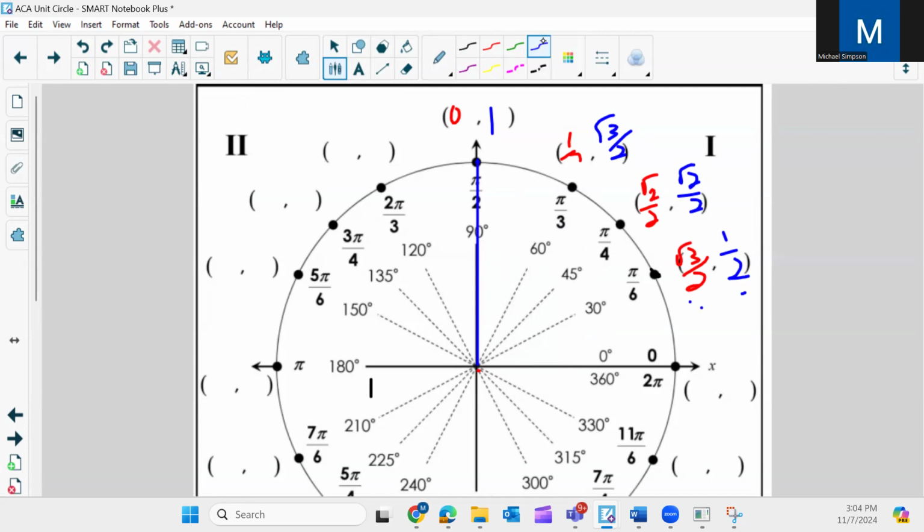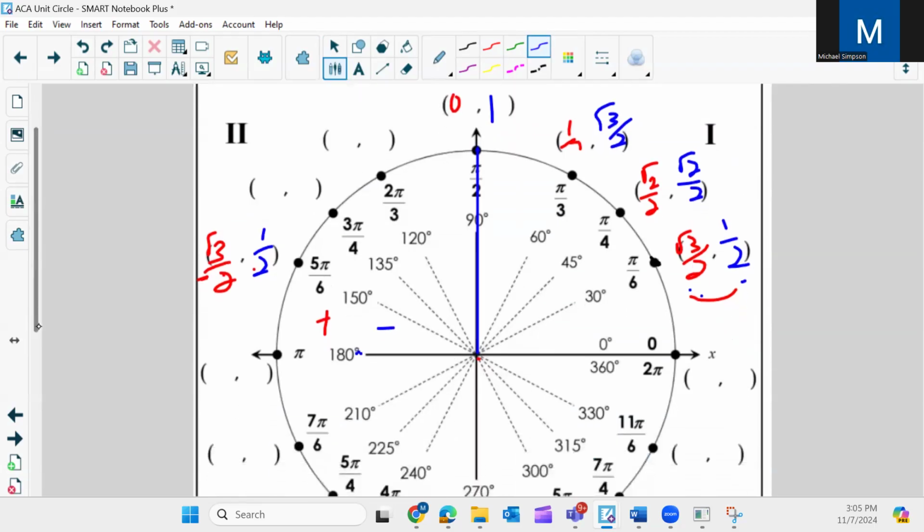So at pi over 6, at 30 degrees, if we just copy these over here and put it at 150, what you're going to have is square root of 3/2 and 1/2. Okay? But now, think of the x and y axis. On this side of the x axis, x is negative, but the y is positive. So in the second quadrant now, all the x values are negative and the y values are positive.